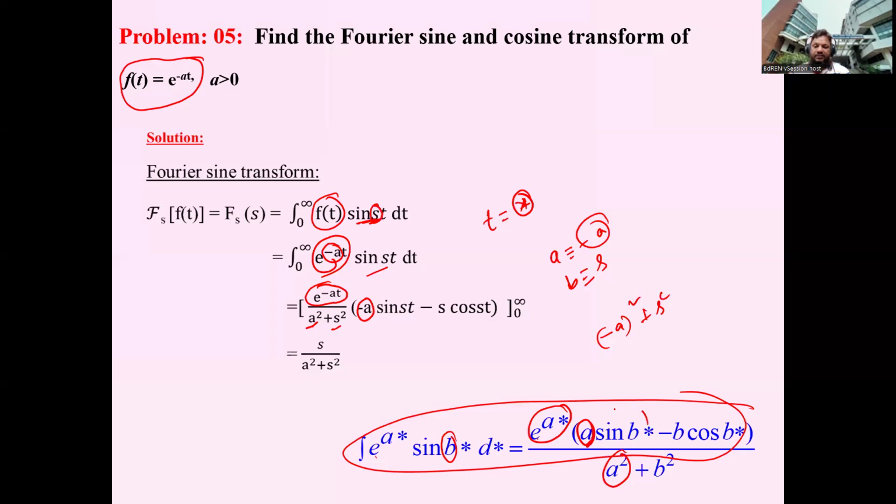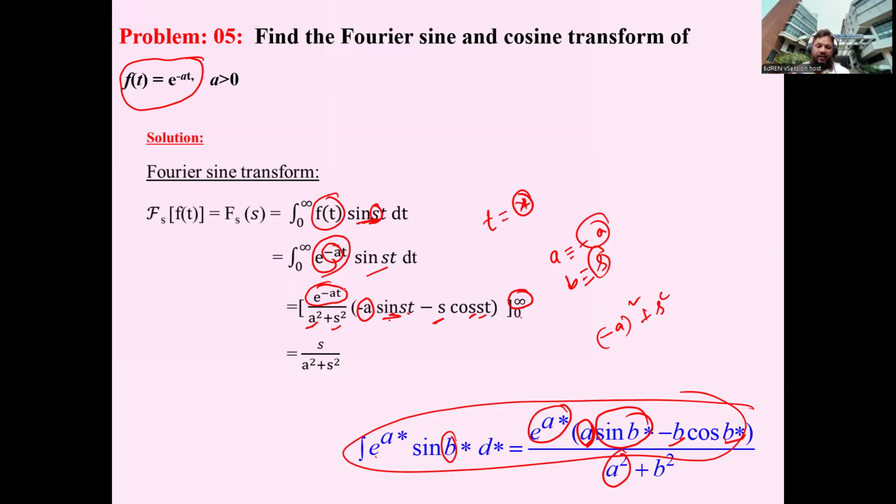And then b star, b is sine; what is b? b is s. So we write sine st minus b, b is s. That's why we write minus s cos st. Now we put the value of infinity and 0.